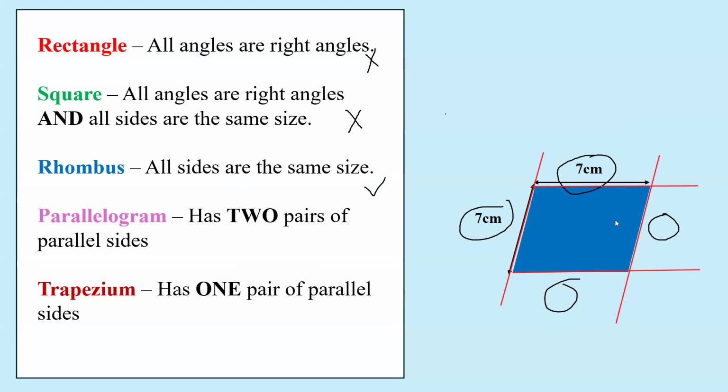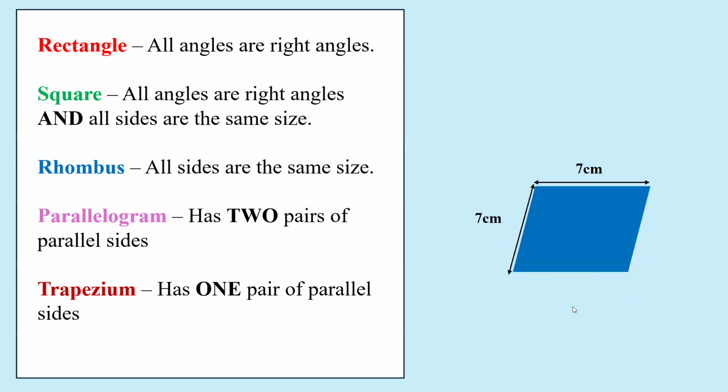I do apologise if the working out's a little bit wonky, but that's why it's a good idea to try and mentally train yourself to look at these sides for what they are and not have to rely so much on drawing these lines. But you should be able to see that the opposite sides are parallel to each other. So we would call it a parallelogram. And because it has two pairs of parallel sides, it cannot be a trapezium. So this shape can be called a rhombus, and it can be called a parallelogram.